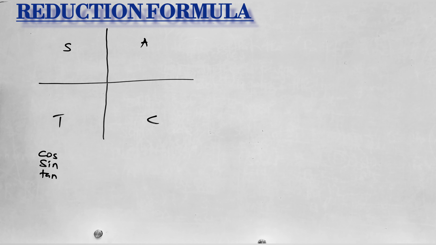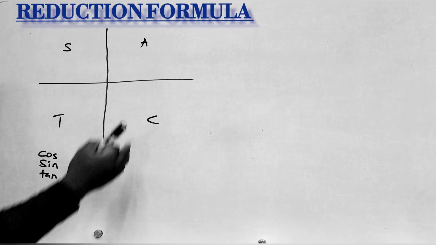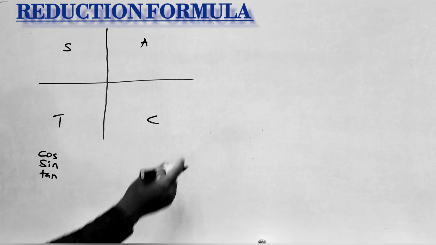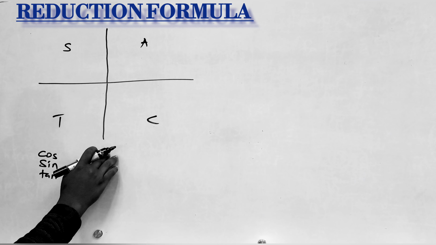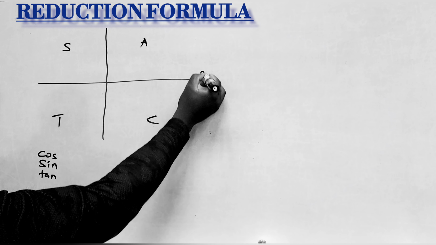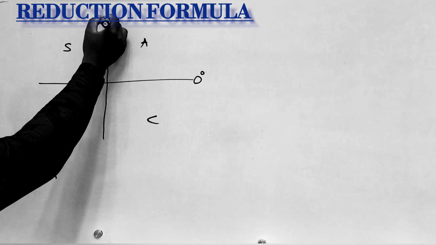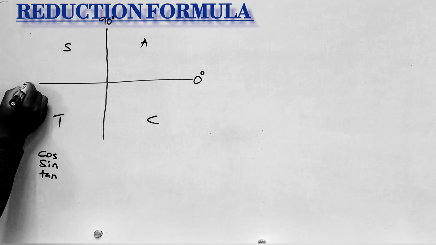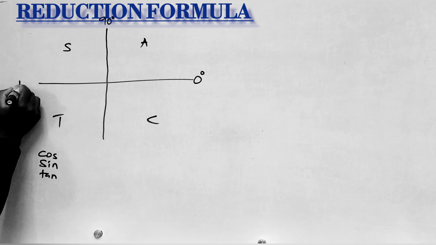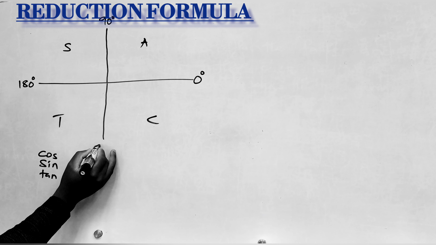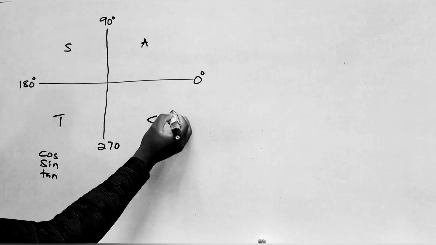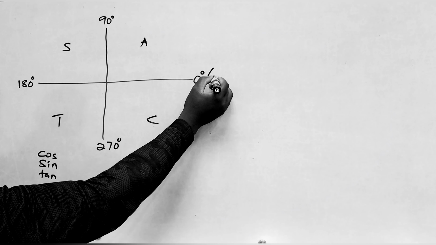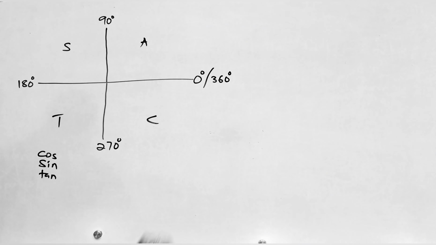So we need to label our quadrants. Well, we have marked our quadrants. Now I want to see what is here, what is there, and there. So at this point we have 0 degrees. Then here we have 90 degrees. This side we have 180 degrees. Then this is 270 degrees. Then this can also be 0 or 360 degrees.